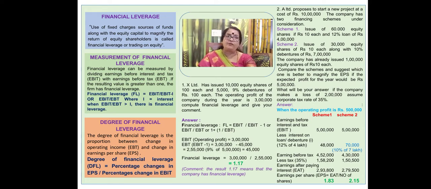In that case, the interest on debentures is deducted from the operating profit. In both cases it is deducted, and we get earning before tax. From that tax is deducted, and we get EAT. Then we get earning per share by dividing by the number of equity shares, and the degree of financial leverage is calculated also. So this is what is meant by financial leverage. That part is over. Now we will go to the computation of operating leverage in the next session.